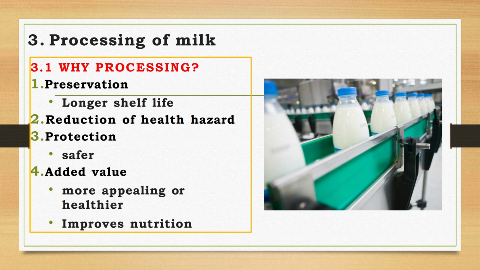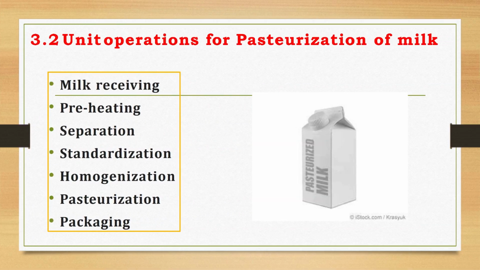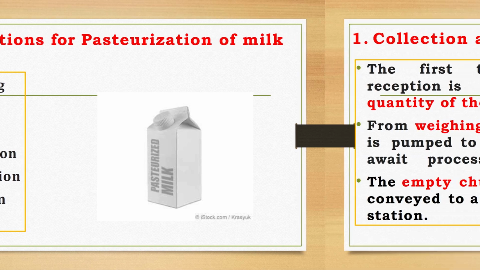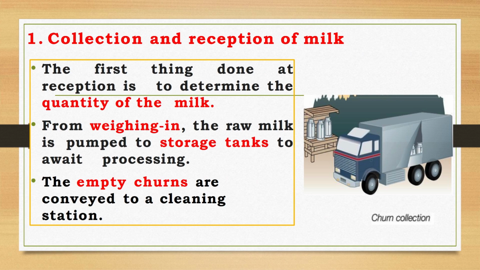Let's now walk through the major unit operations for the pasteurization of milk. These steps are milk receiving, preheating, separation, standardization, homogenization, pasteurization, and finally, packaging. The end goal is that carton of pasteurized milk we all know. The slide includes an image of a cheerful cartoon milk carton with a face, which helps to make the product feel familiar and friendly. The first step is the collection and reception of milk.